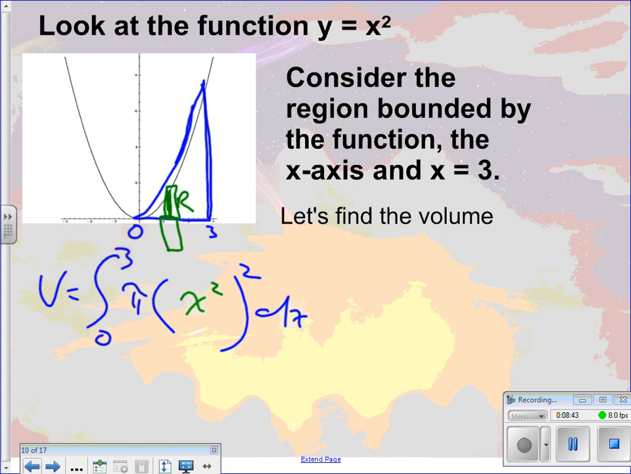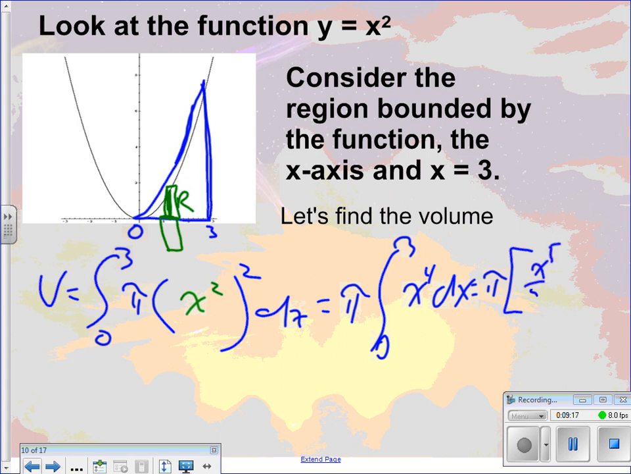Now, a couple of things I want to talk about. If you're doing this by hand, and this is very easily doable by hand, here's what I suggest you do. First thing you do, pull that constant out front. Simplify: x squared squared is x to the 4th dx. Which means my answer is pi times the antiderivative of x to the 4th, which is x to the 5th over 5 from 0 to 3.